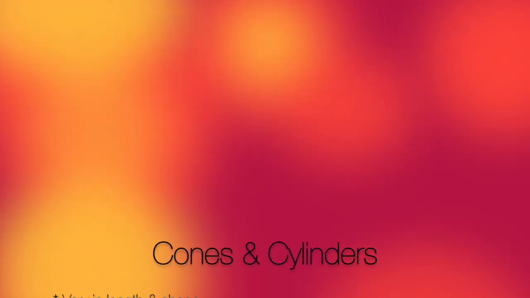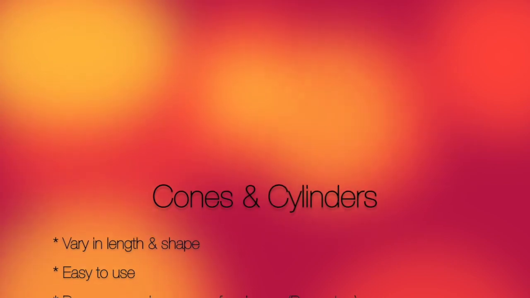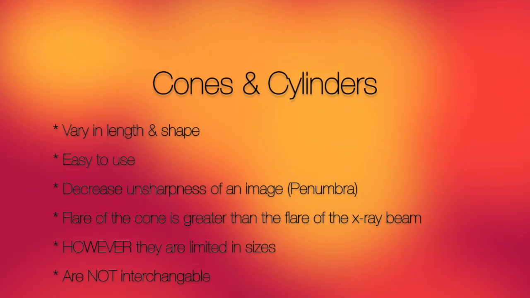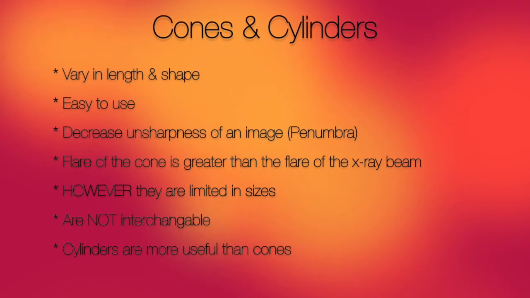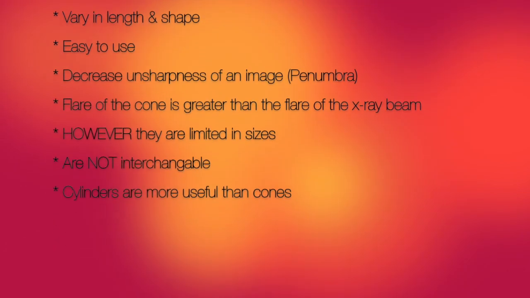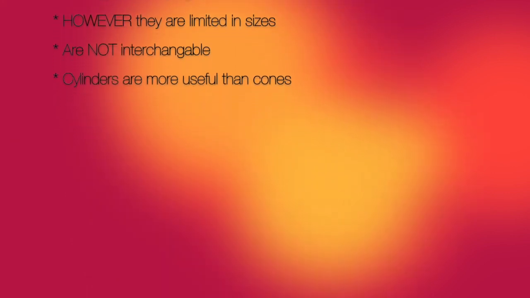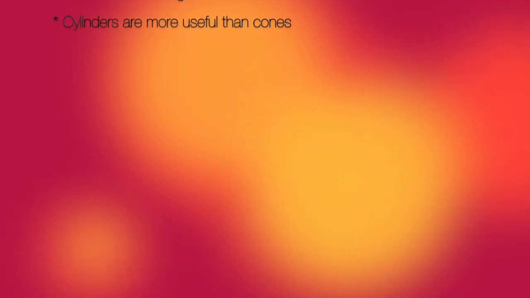Cones and cylinders are easy to use as they slide into the tube directly below the window. They also decrease the unsharpness of a radiographic image. However, they are limited in sizes and they are not always interchangeable among tube housings.